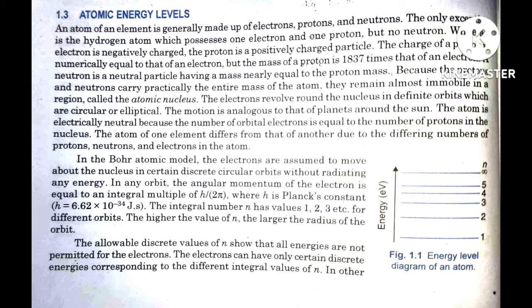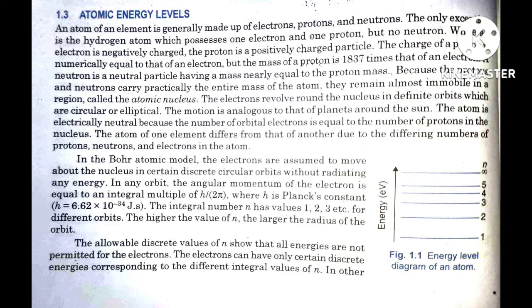The atom is electrically neutral because the number of orbital electrons is equal to the number of protons in the nucleus. The atom of one element differs from that of another due to the differing numbers of protons, neutrons, and electrons in the atom.